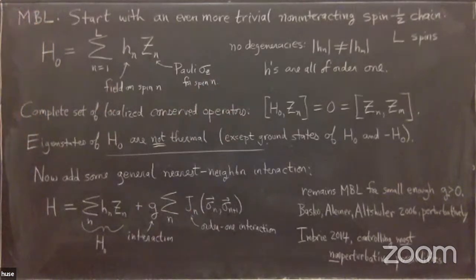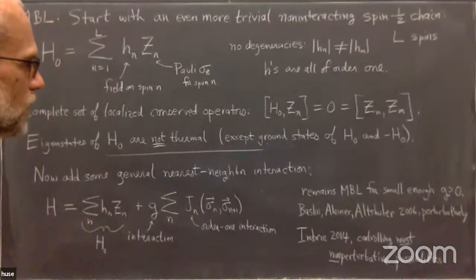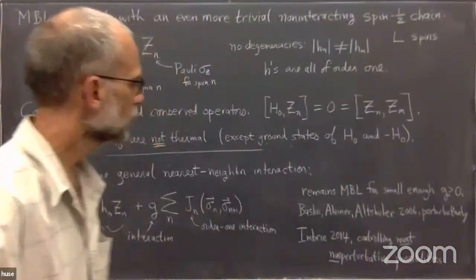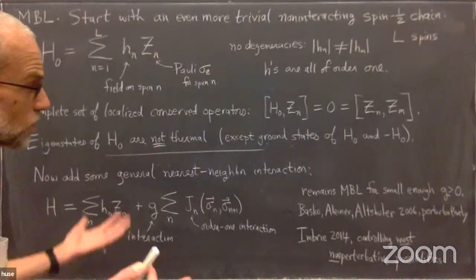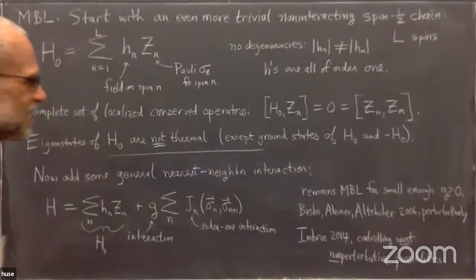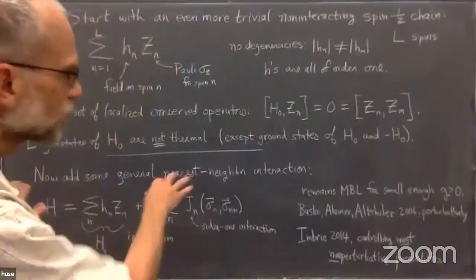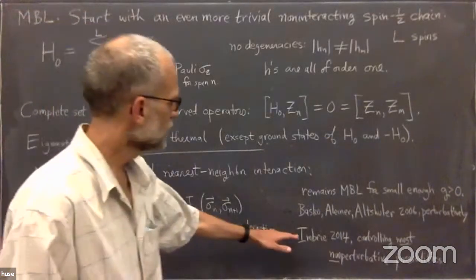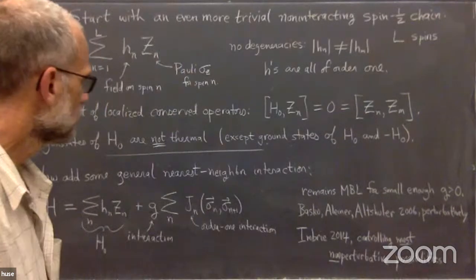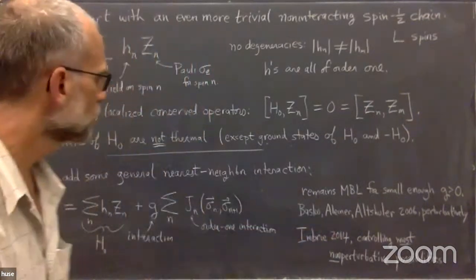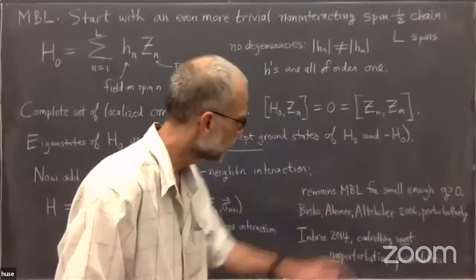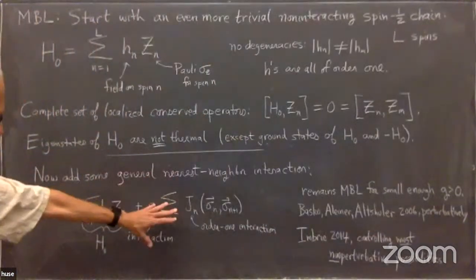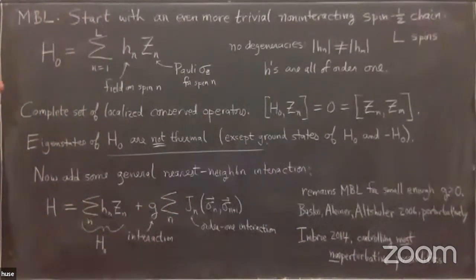And I'll say a little bit about how we understand that. That was shown perturbatively by Basko, Aleiner, Altshuler, and argued perturbatively by Anderson. Of course, both Anderson and they were working with different models than this, but it's essentially the same argument. And then John Imbrie, who's a mathematical physicist, wasn't able to do a full proof, but he was able to control most or many non-perturbative effects and show that in one dimension with short-range interactions, it still remains true, even non-perturbatively.